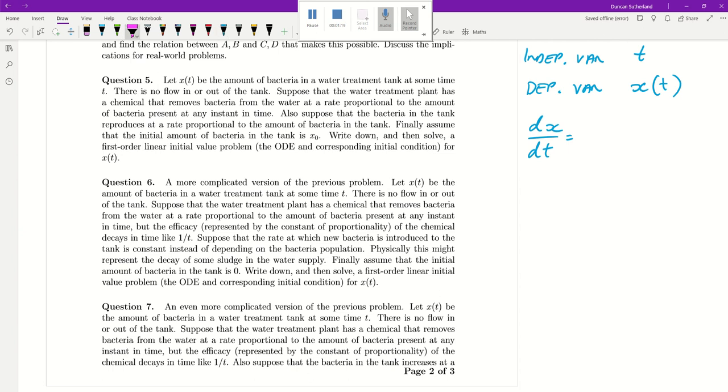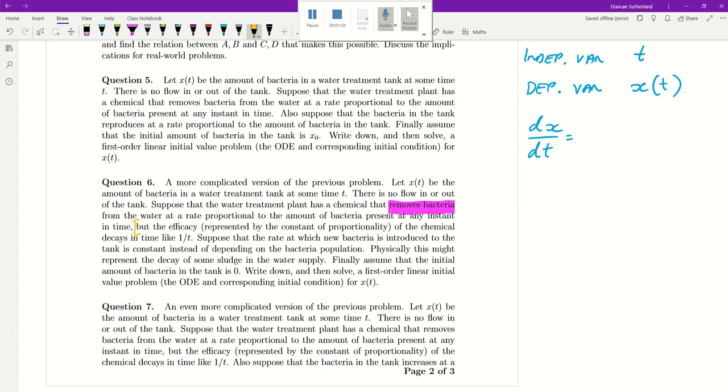So suppose the water treatment plant has a chemical that removes bacteria, right? So that's a reduction, it's a negative contribution, from the water at a rate proportional to the amount of bacteria present at any instant in time. So that's starting to look like a constant times x term. However, we've got more information. But the efficacy, represented by the constant of proportionality of the chemical, decays in time like 1 over t.